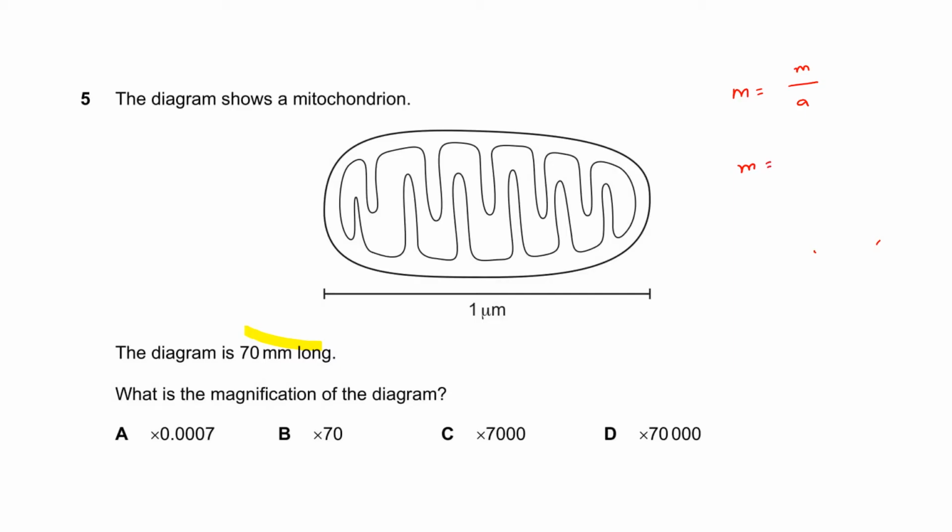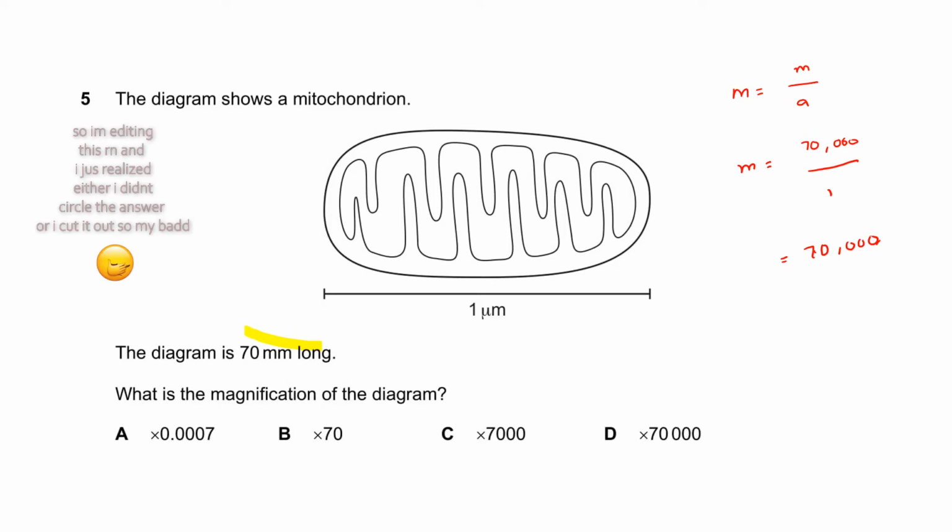In this case, we're trying to find the magnification. The measured length is given to be 70 millimeters, but remember that you have to have the numbers in the same units. So 70 millimeters is 70,000 micrometers, divided by 1 micrometer gives us 70,000. So the answer is D.